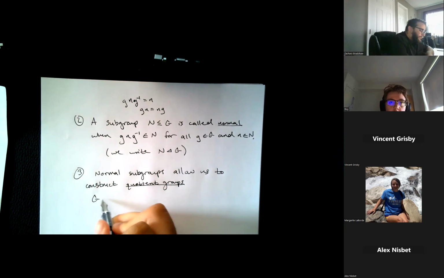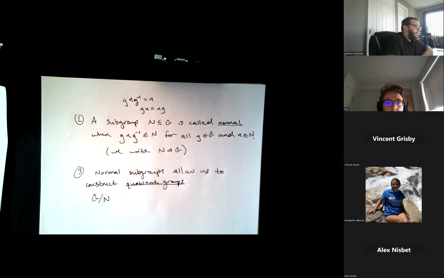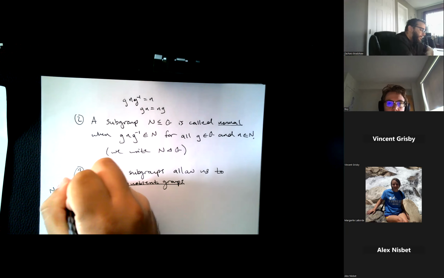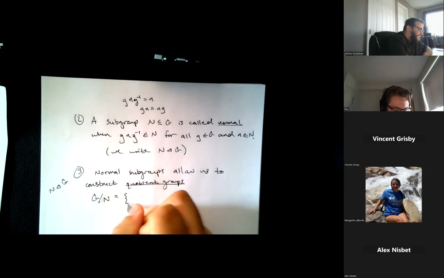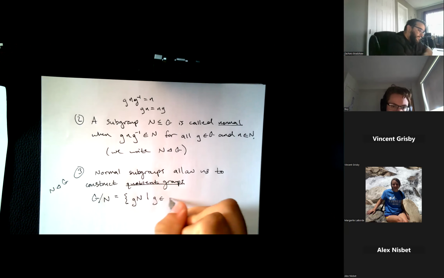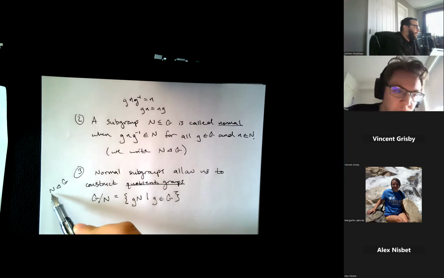So quotient groups are denoted G mod N, where N is a normal subgroup of G. Our assumption is that N is normal in G. As a set, it's the set of all left cosets of N. A coset is just a multiple of the set N by some element of G. And it turns out that this has a group structure whenever the subgroup is normal.